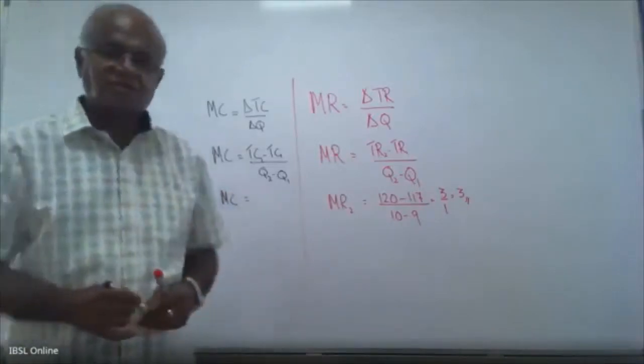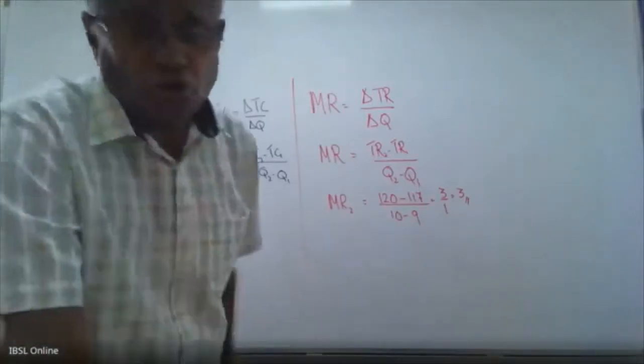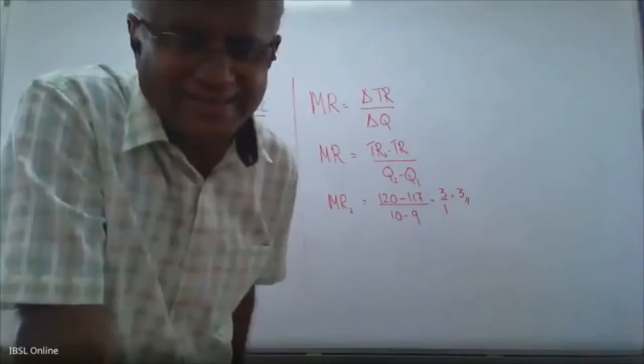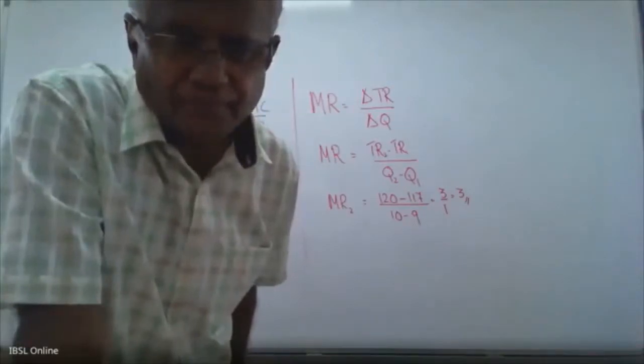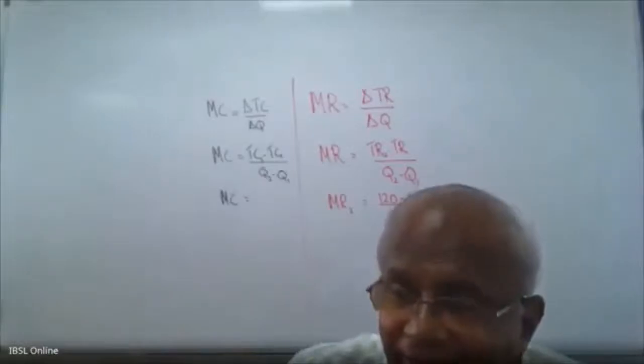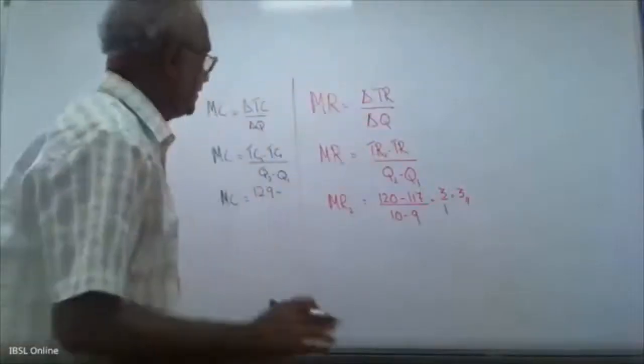Let's say the marginal cost of the 10th unit. Can you tell me what is the total cost of 10 units? Go through the table and tell me the total cost of the 10 units. Go to the table. You don't have the table. 129. Good. 129. 9 units: 111.